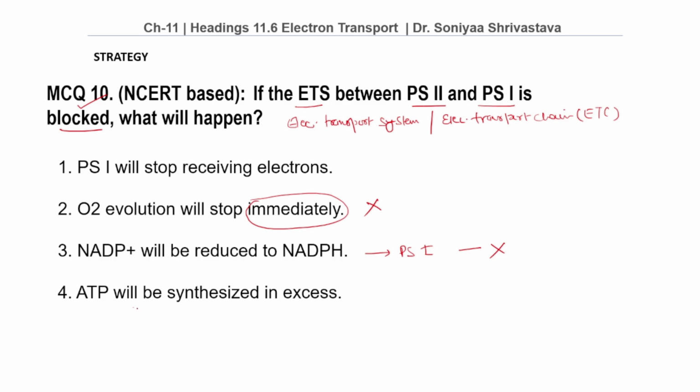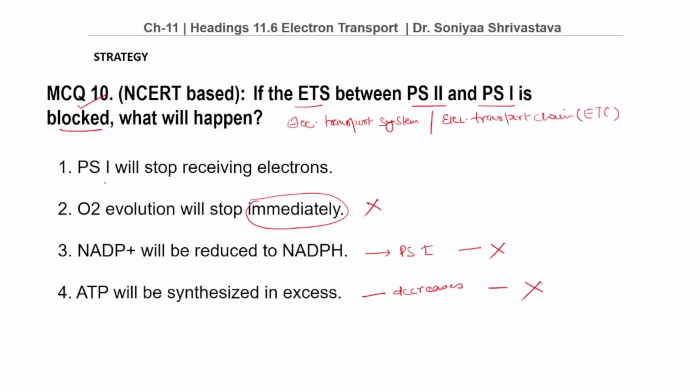Option number 4. ATP will be synthesized in excess. ATP synthesis depends upon the electron transport and proton pumping. Blocking the ETS reduces proton gradient formation. So, ATP production decreases rather than increases. So, this option is also wrong.